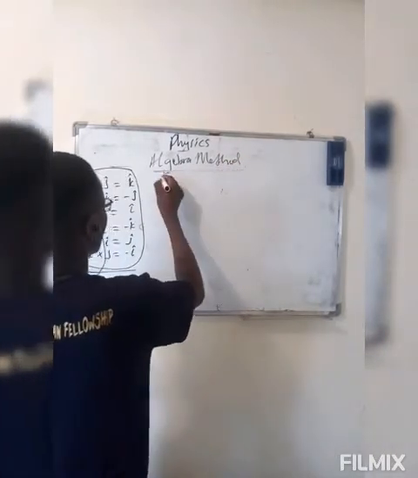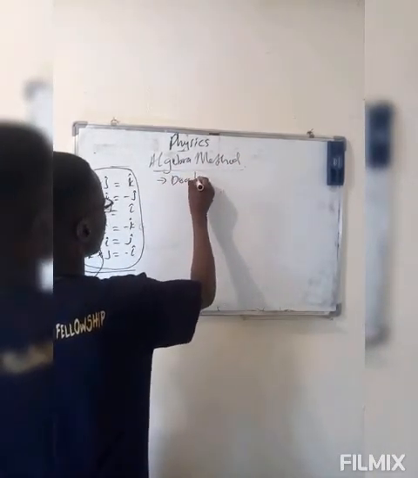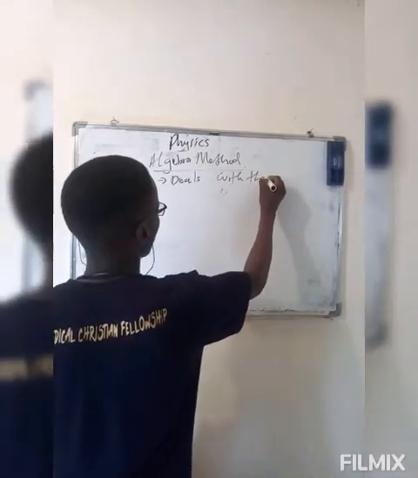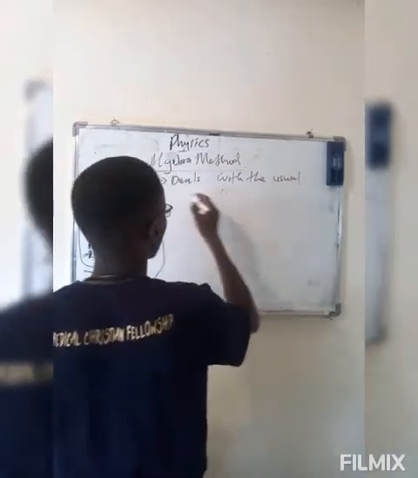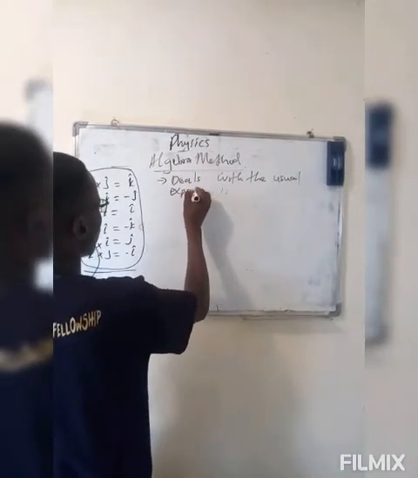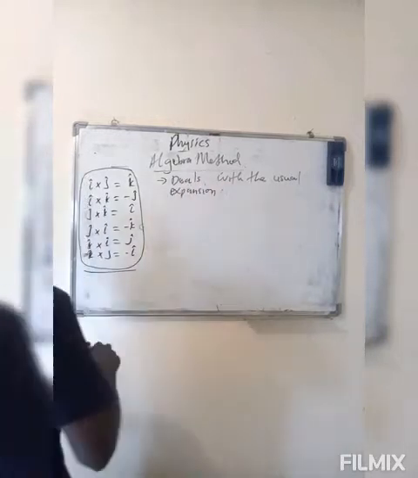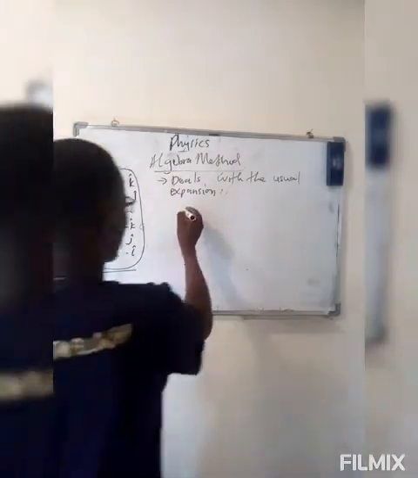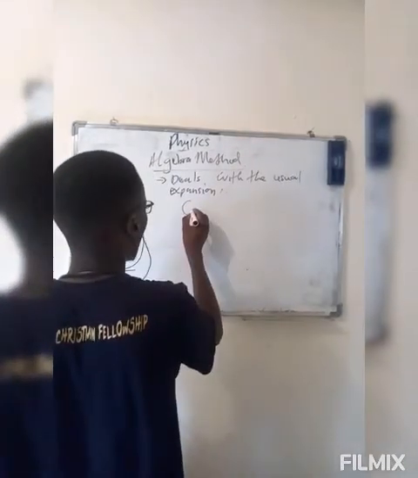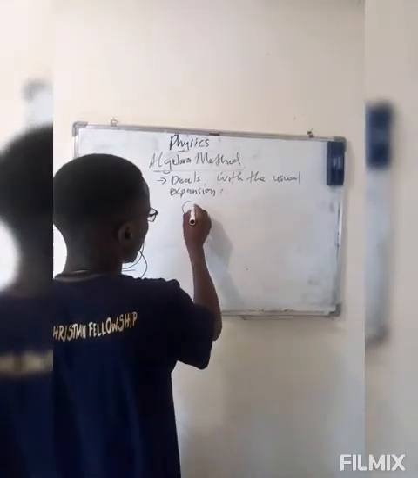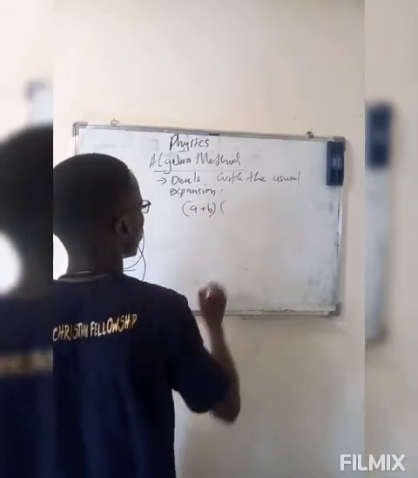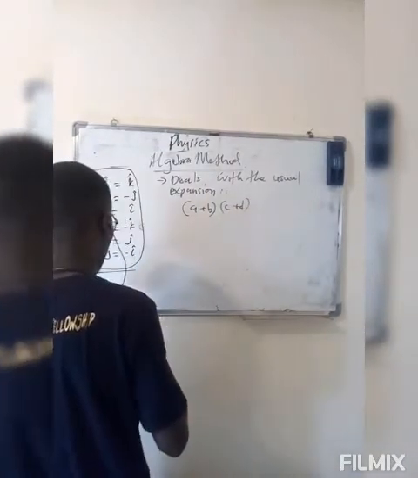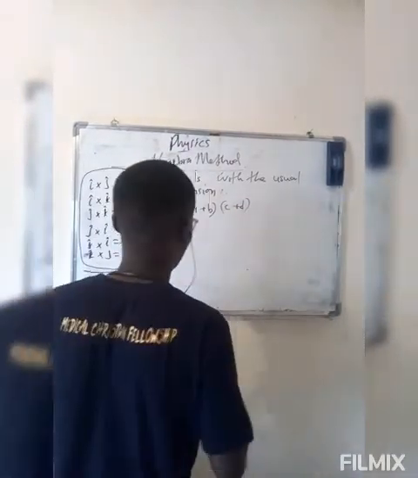This one simply deals with the usual expansion. Remember, we have factorization, and we also have expansion, isn't it? For example, if we have a plus b, and then c plus d, what do we do in this case? How do we multiply these?